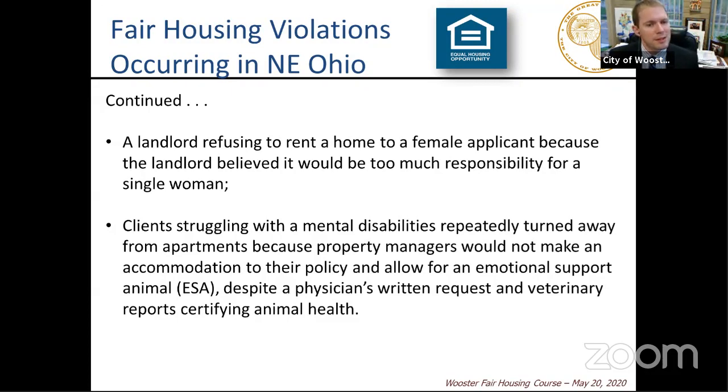Clients struggling with a mental disability repeatedly turned away from an apartment because property managers would not make an accommodation to their policy and allow for an emotional support animal. This being despite a physician's written request and veterinarian report certifying the animal's health.